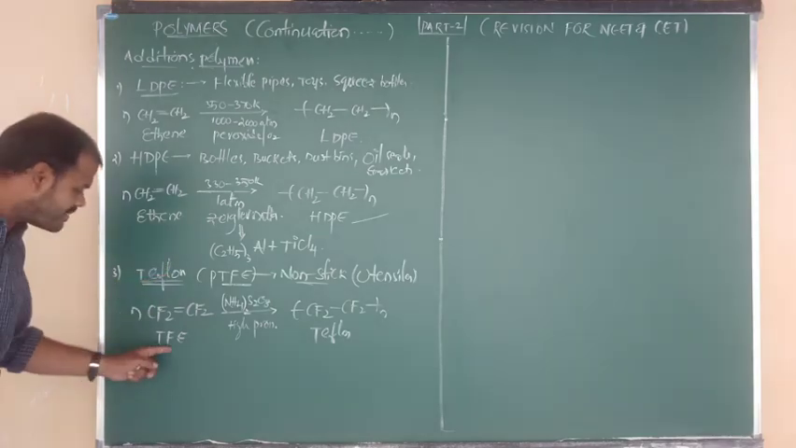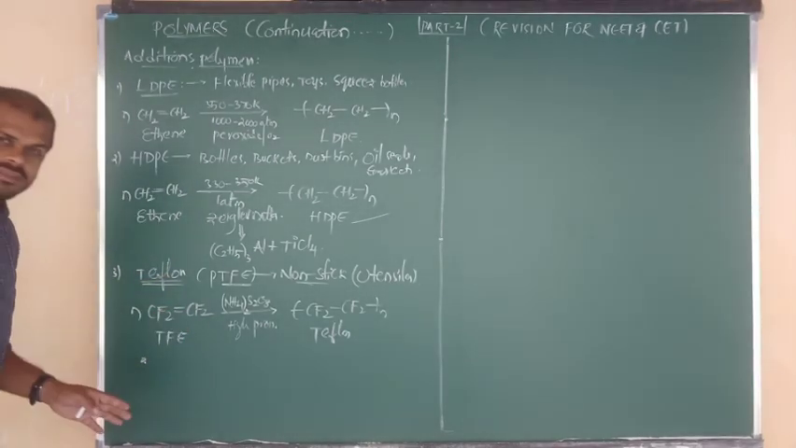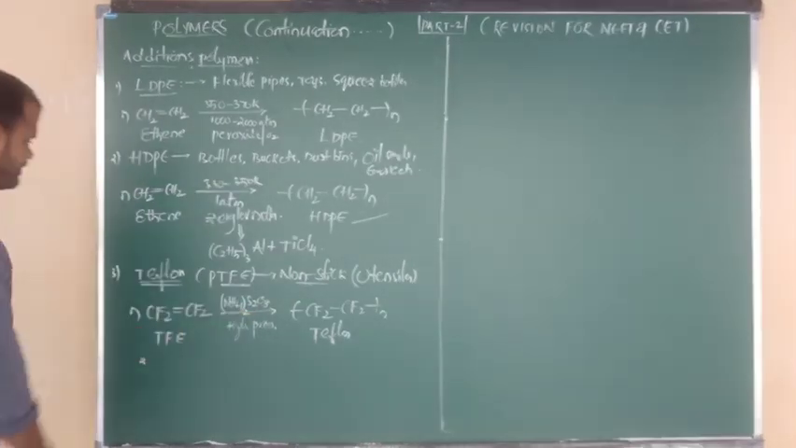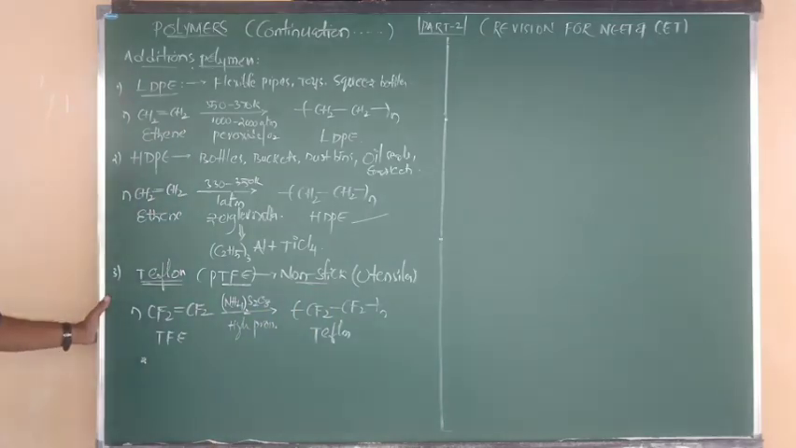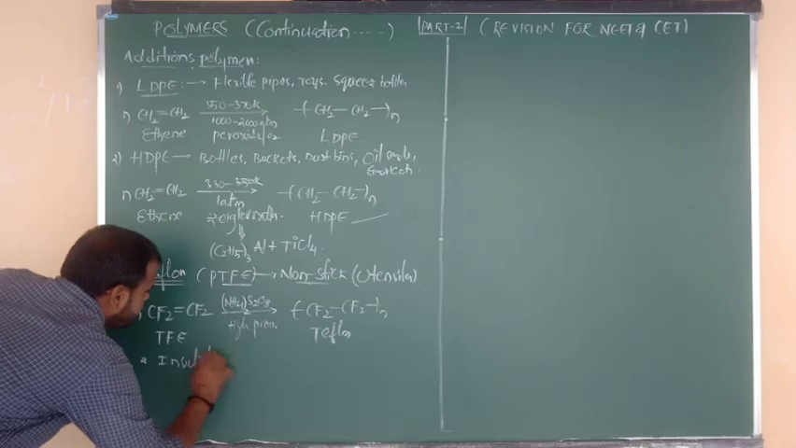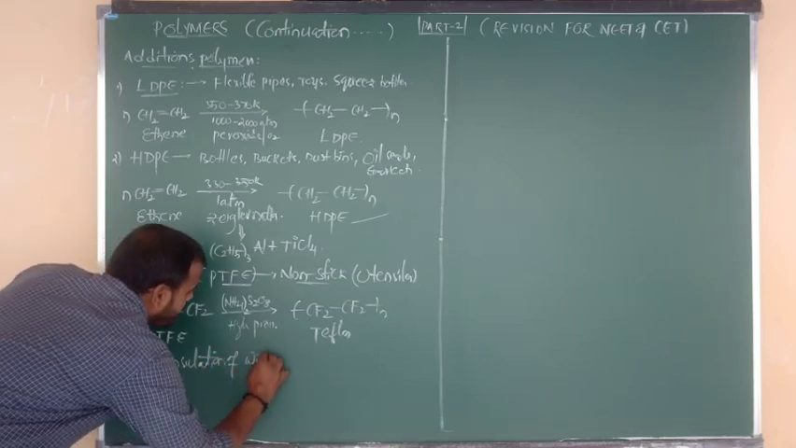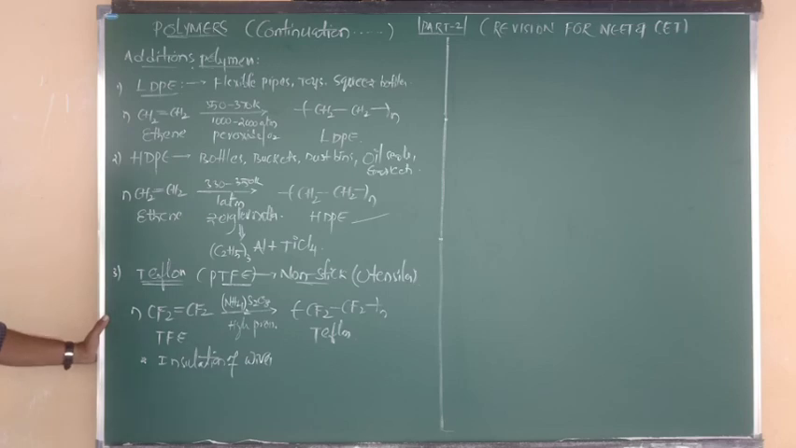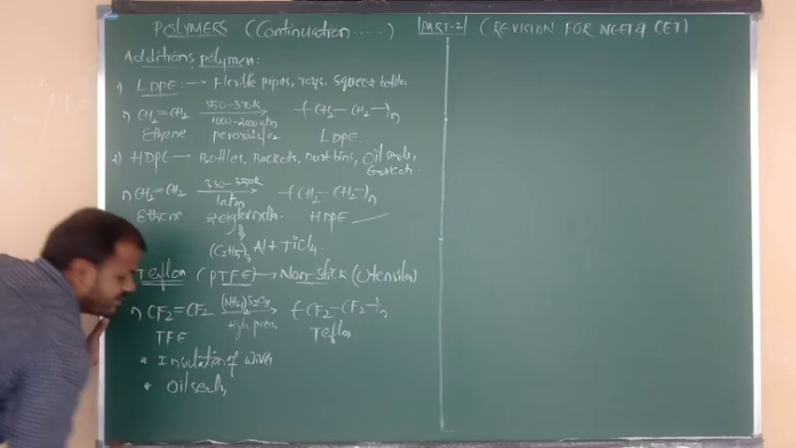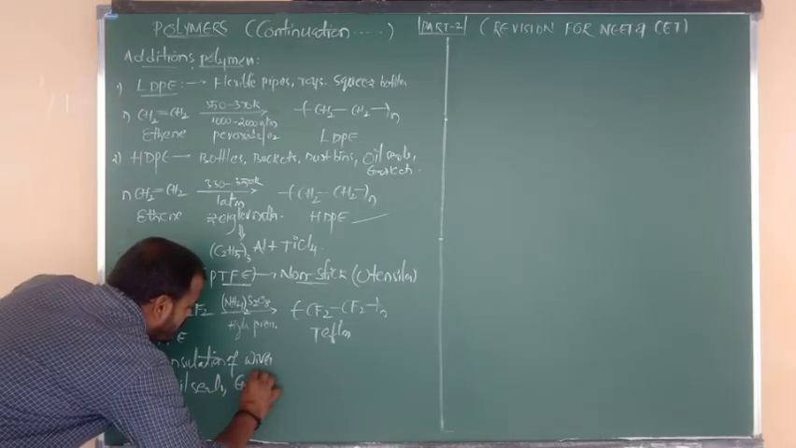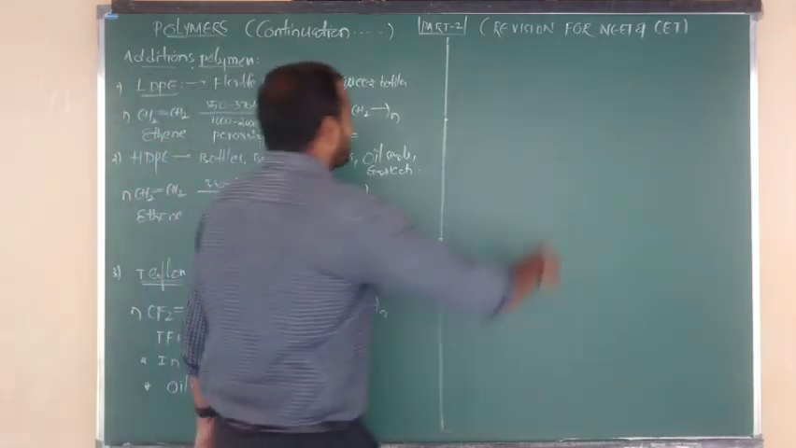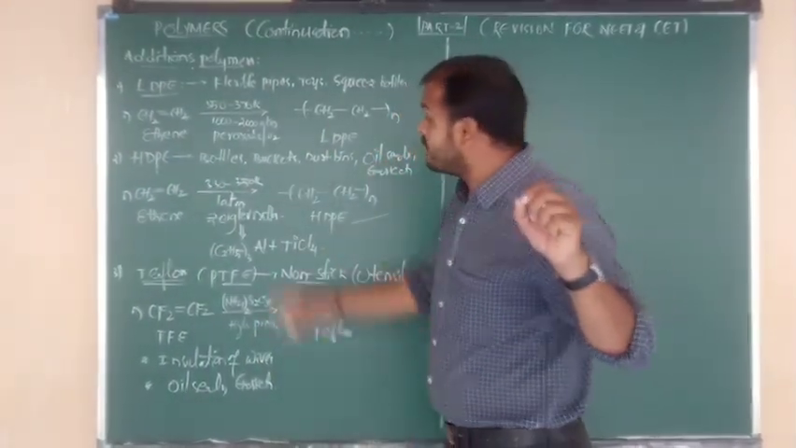Teflon. In Teflon, what is the monomer? TFE, tetrafluoroethene. For Teflon preparation, what is the catalyst? Ammonium peroxydisulfate. Good. Not only non-stick, Teflon can also be used for insulation of wire. So for coating electrical wire from outside, we can use Teflon. And also it was used in making oil seals to avoid oil leakages, and also in gaskets. So in oil seals and gaskets, what can we use, beta? Teflon. Good.